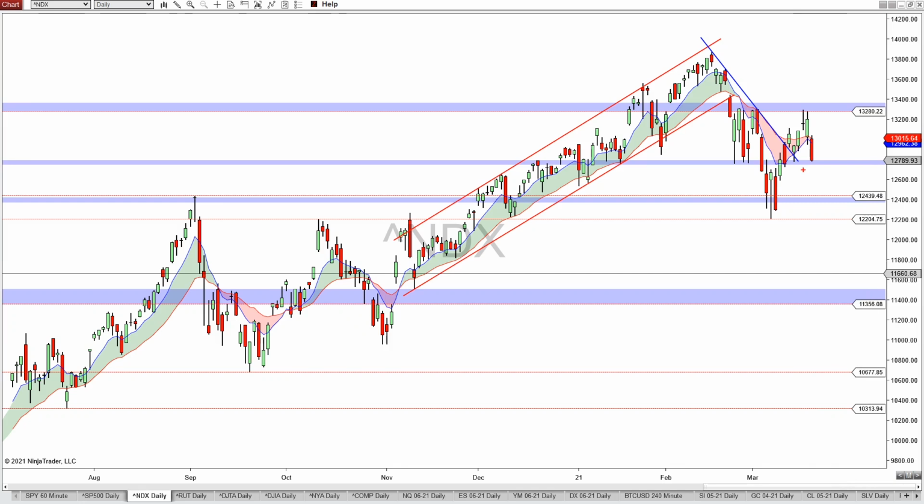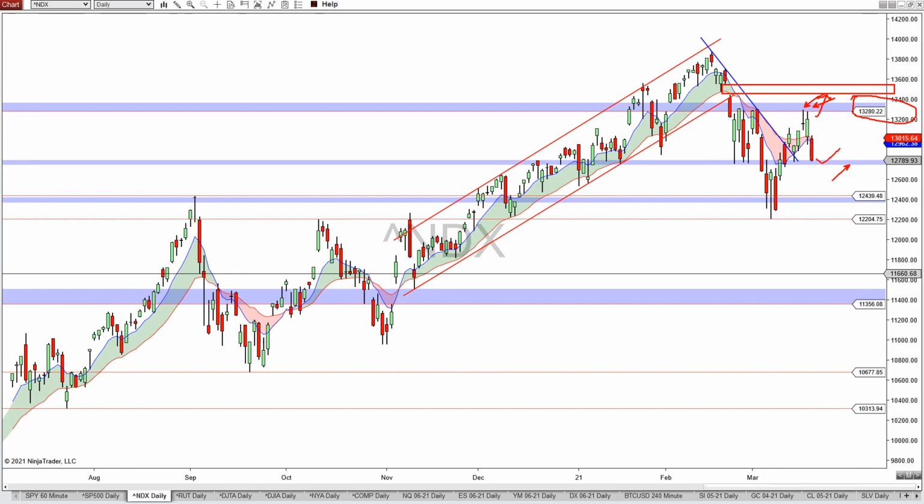And here we are looking at the daily chart of the Nasdaq 100. Remember we were talking about how it's having difficulty coming back up to this 13,280. If it is able to get back above this, then we're basically looking for this gap to get filled, and that will be somewhere around 13,500. But if it is unable to get above this zone here, then we'll basically be looking at this area here for a possible test of support.